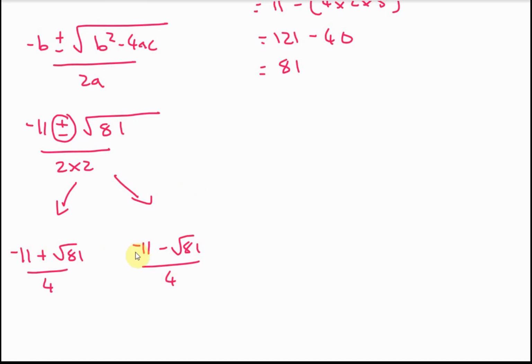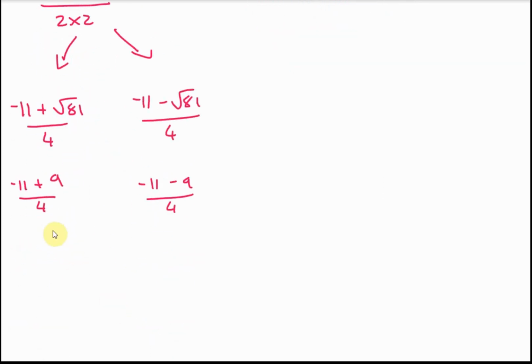two steps. So this will be minus 11 plus the square root of 81, which would be 9. So plus 9 divided by 4, and then minus 11 take away 9 divided by 4. Minus 11 plus 9 is going to give us minus 2, so minus 2 divided by 4, and minus 11 minus 9 is minus 20, sorry, divided by 4. So this is just minus a half, and this is minus 5.